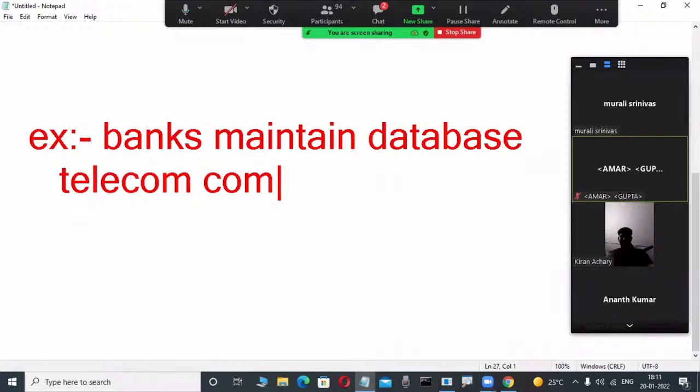Suppose so many people nowadays are purchasing items through online portals like Flipkart and Amazon. Those online shopping portals also maintain databases. Because when you purchase an item, how is the order number generated? Some database application is there, using the auto increment concept.